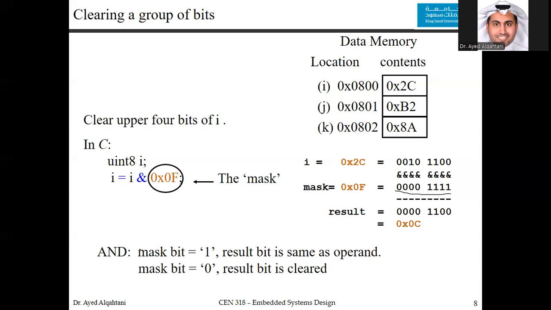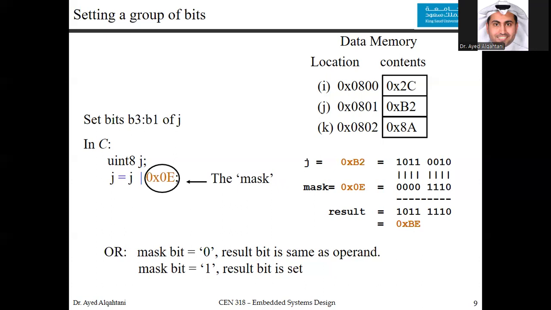As a rule of thumb, for the bitwise AND operation, if the mask bit is equal to 1, the result bit is the same as the operand. If the mask bit is 0, the result bit is cleared. Now, let's have another application. Let's say that you want to set a group of bits, and let's say those bits are from bit 1 to bit 3. You have to be careful about this. When we number the bits, we usually start from 0. So you have bit 0, bit 1, bit 2, and bit 3.